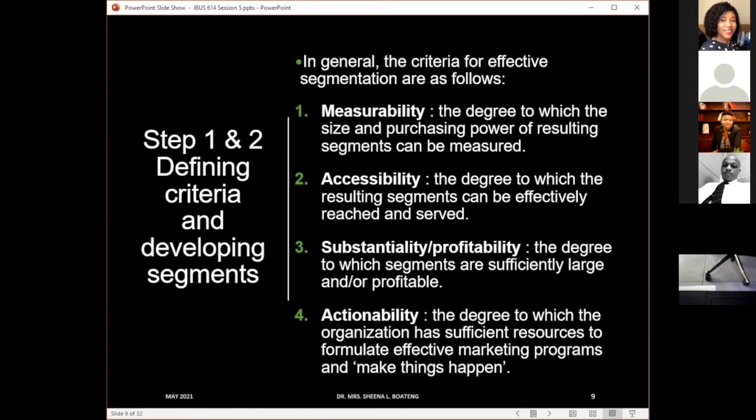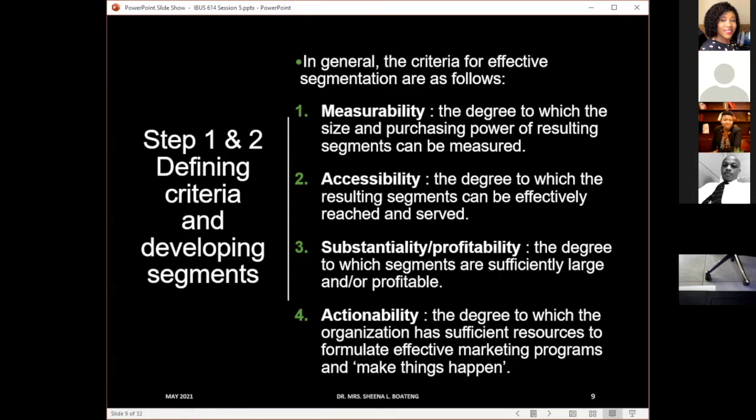Also, we need to talk about actionability. This is the degree to which the firm has sufficient resources to formulate effective marketing programs and make things happen. Like I said, resources are not unlimited. Based on the level of a firm's resources, there are certain markets that they may be able to effectively and successfully develop marketing programs for and have the resources to support the implementation or execution of these programs.